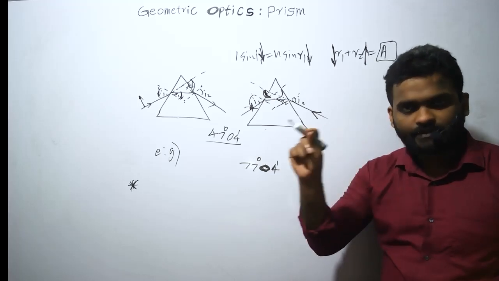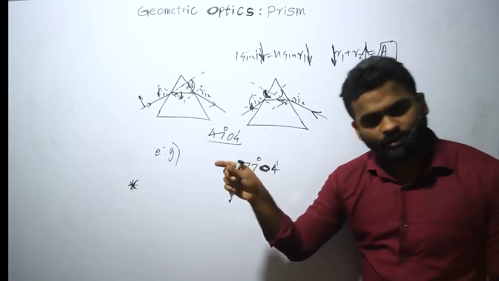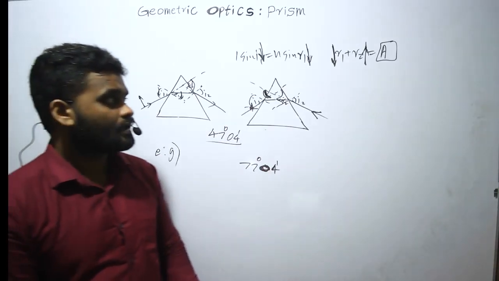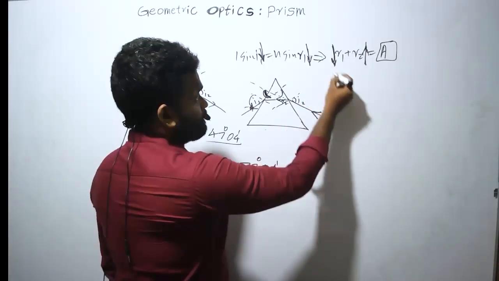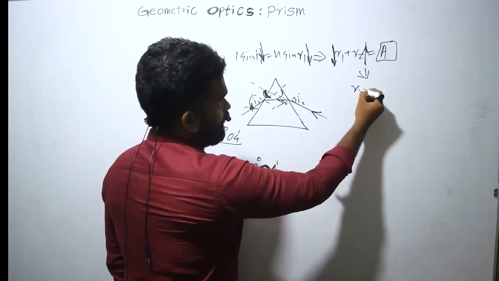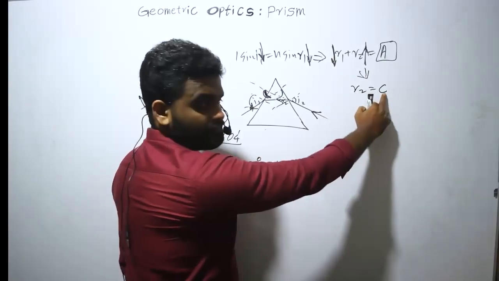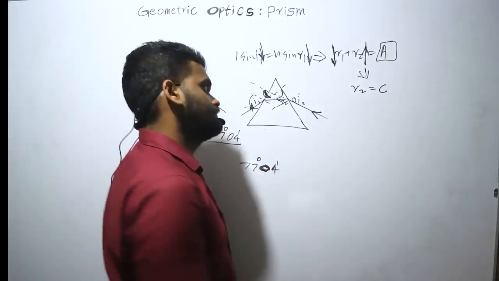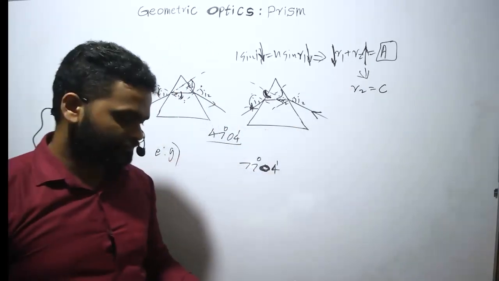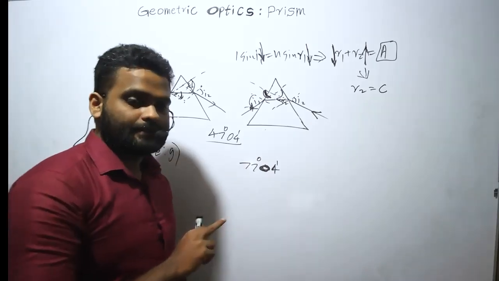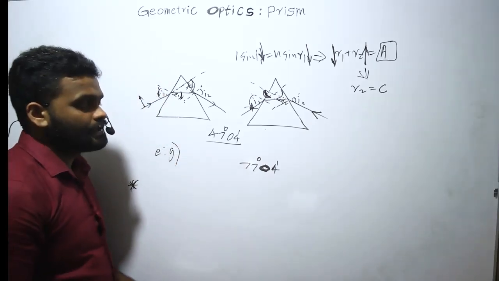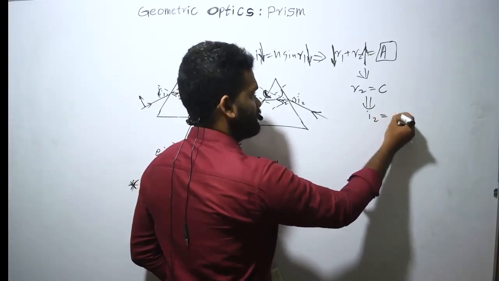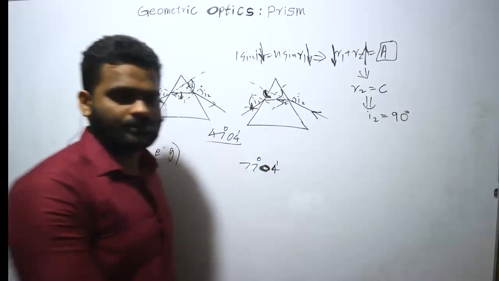Then to the same line, right? At an instant, R2 equals C. Write down R2 equals C, capital C, critical angle. R2 equals capital C, right? Then I2 equals 90 degrees.